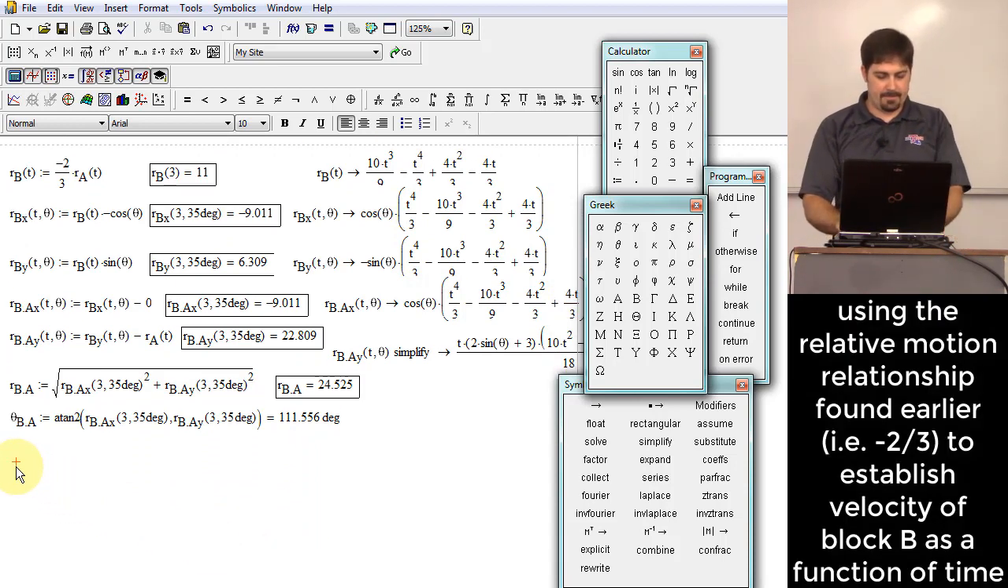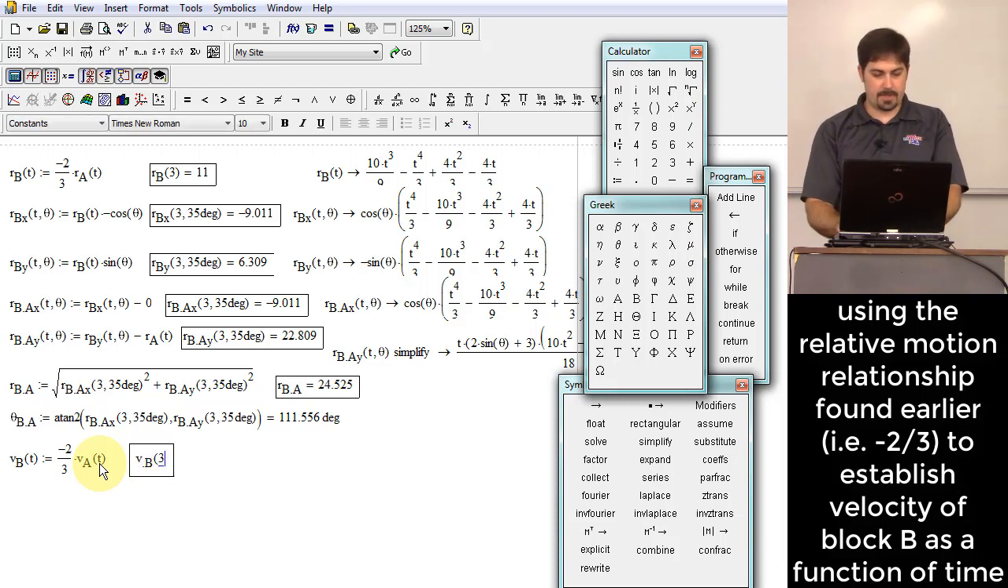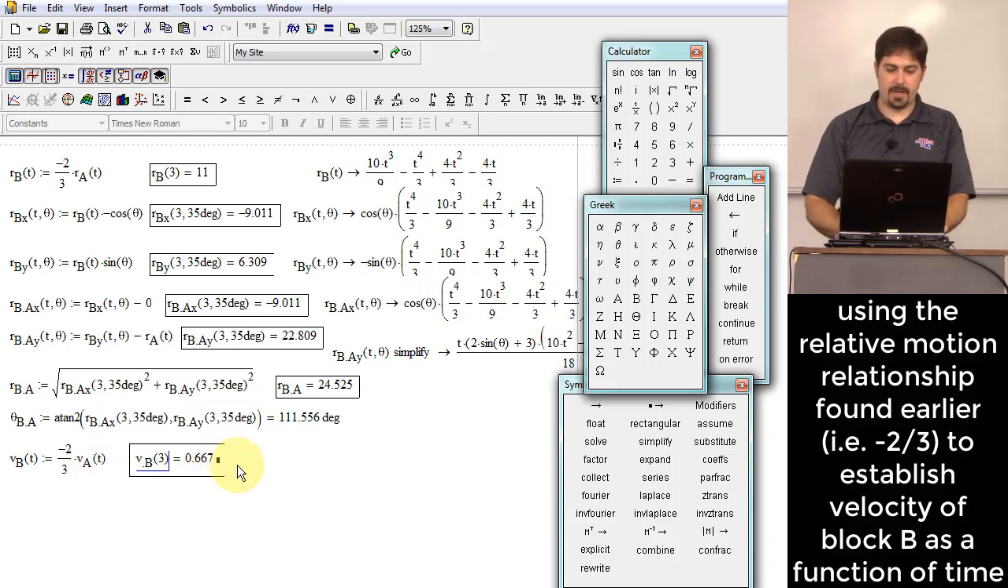The velocity of B, do this as lowercase v. Velocity of B is equal to negative 2/3, based on our little calculation we did last time, times the velocity of A. And I guess I should have both of these as functions of t. All right, so we're moving on to the velocity question. The velocity then for B at 3 seconds is something we can find.